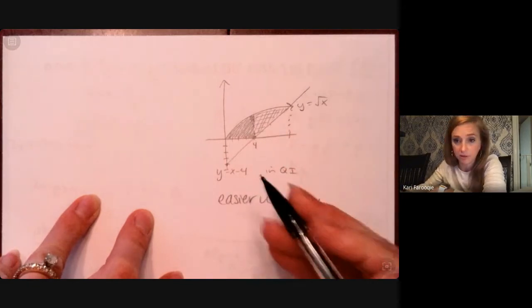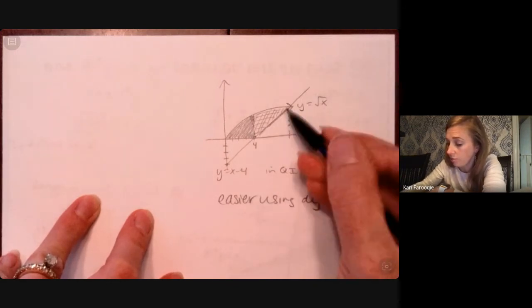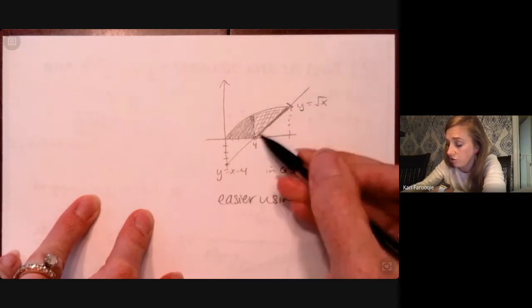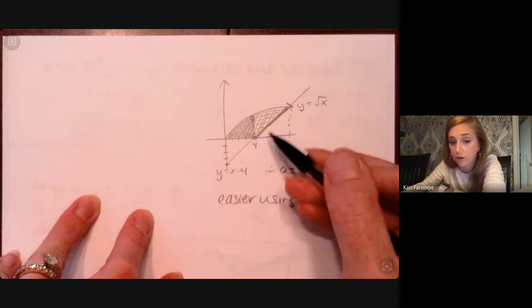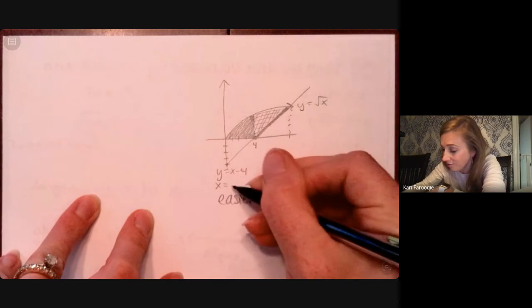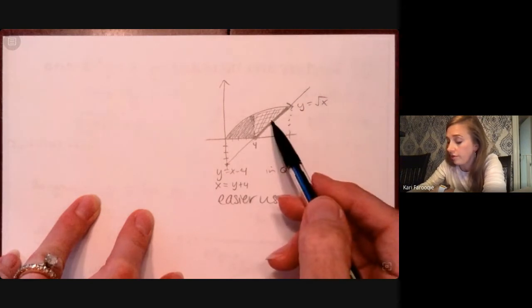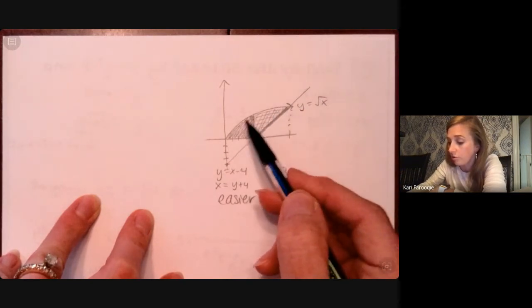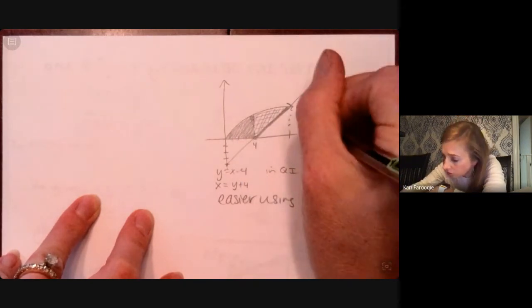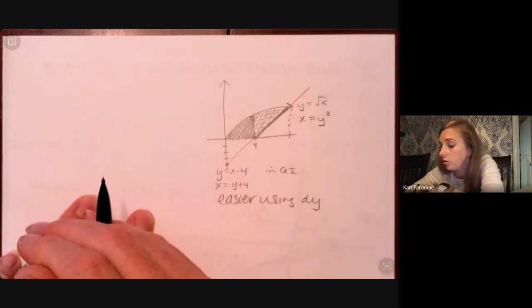And the reason it's easier using dy is because the right function is always going to be the same all the time. The right function is always going to be y equals x minus 4, or I should say x equals y plus 4. And then the function on the left would always be this radical function, which is actually x equals y squared when you square both sides.